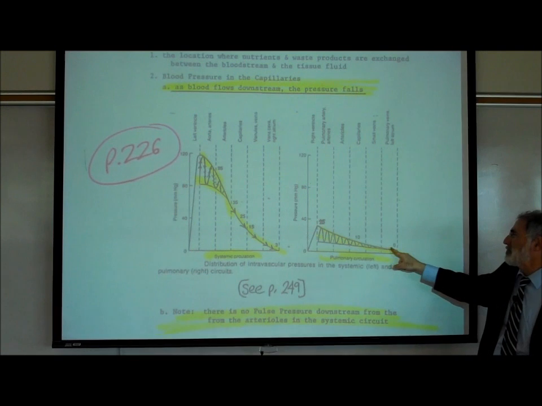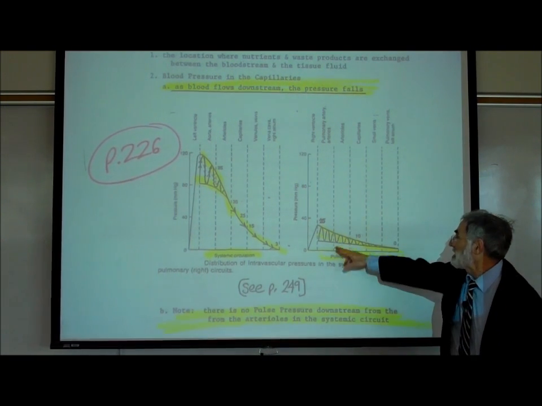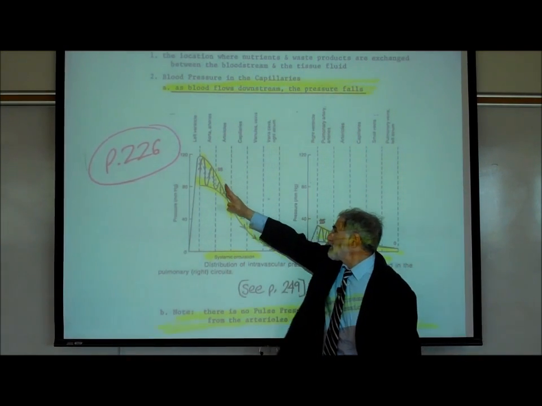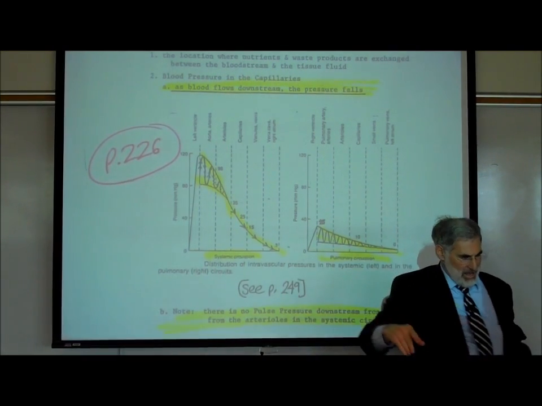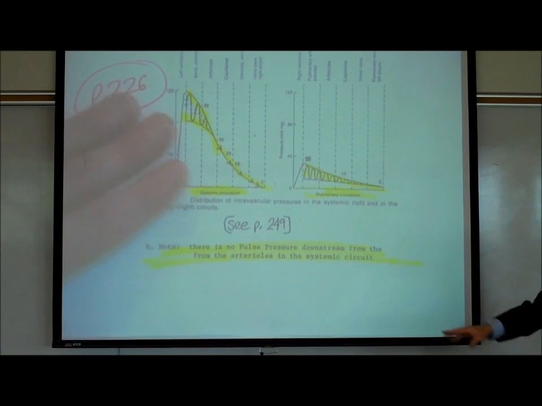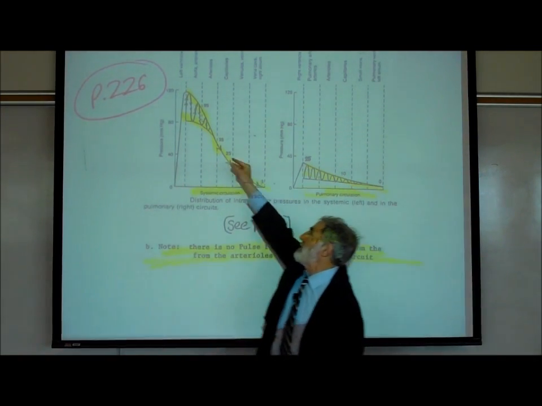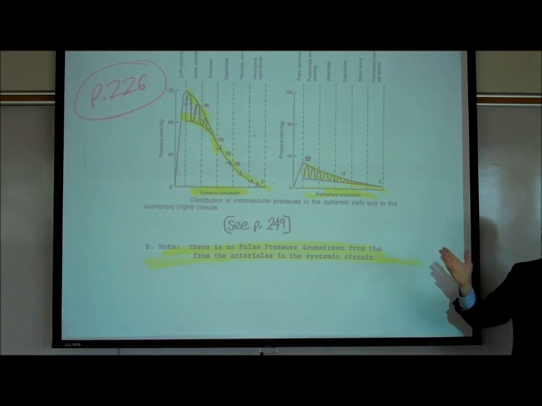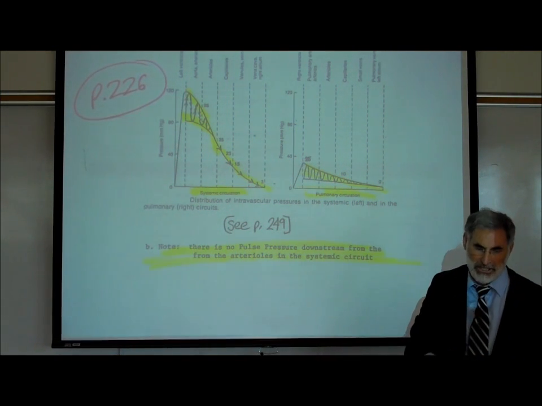Same thing is happening, it's dropping also in the pulmonary circuit. It starts out lower, 25 over 10, and then it drops there. But this is just summarizing how the blood pressure drops. And at the bottom of the page, I just remind you, there's no pulse pressure, no PP, no difference between systolic over diastolic downstream from the arteries or arterioles.